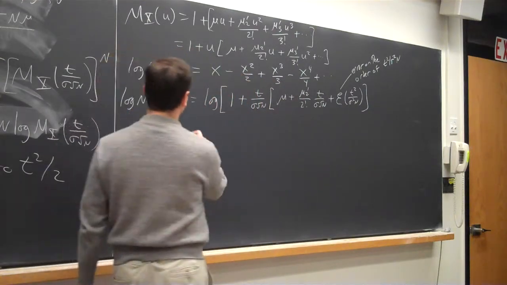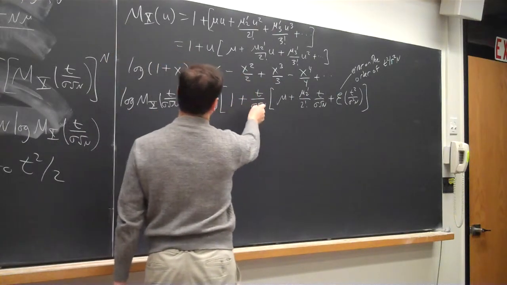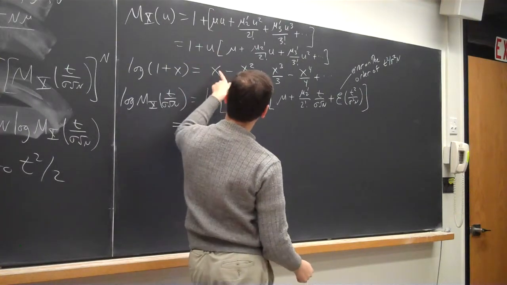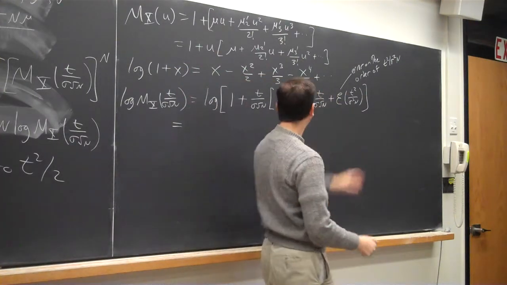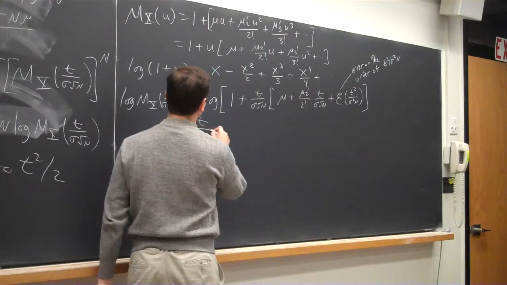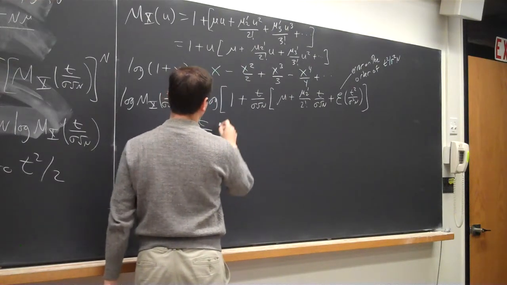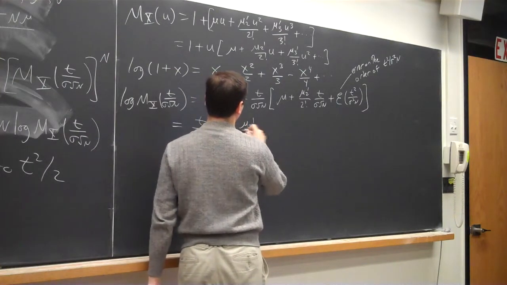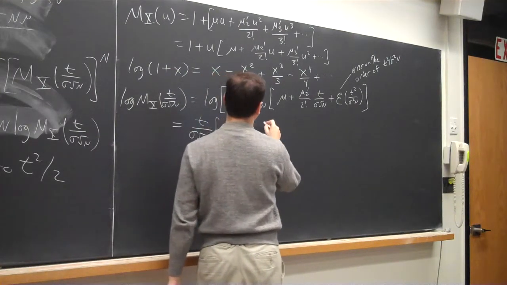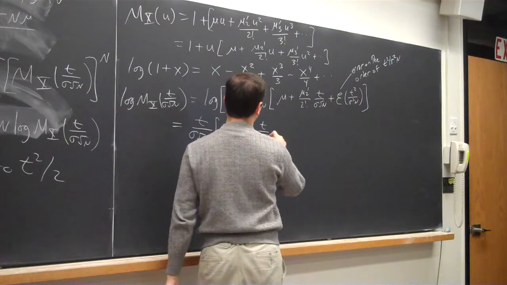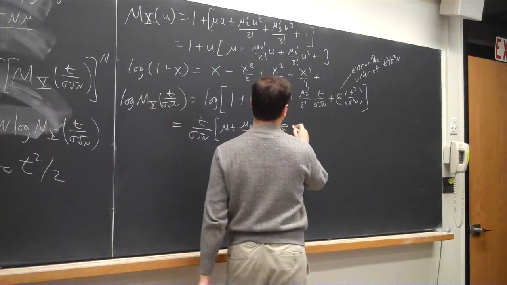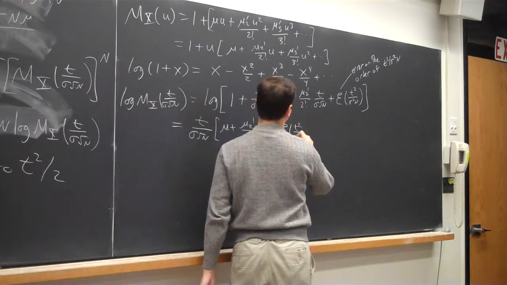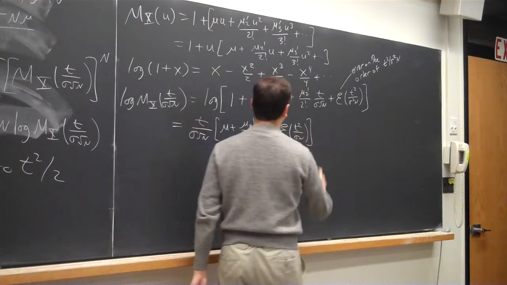Now I start expanding everything out. When I expand this out, the first thing I get is the x term, so that's this whole piece. I get t over sigma square root of n u plus u2 prime over 2 factorial t over sigma root n, plus some error of size t squared over sigma n.